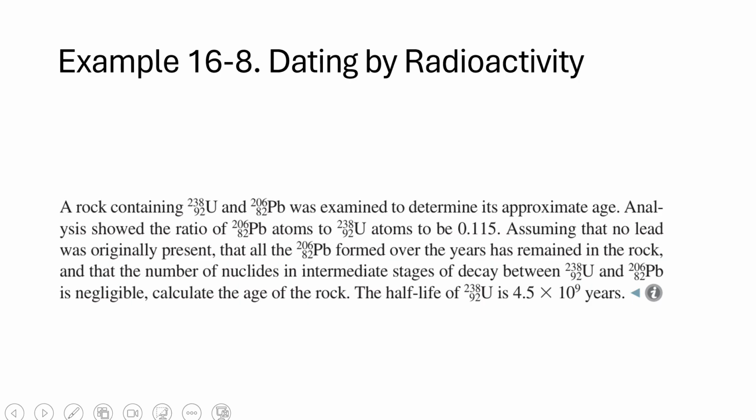Okay. So a rock containing uranium-238 and lead-206 was examined to determine its approximate age. Analysis showed the ratio of lead to uranium atoms to be 0.115. Assuming that no lead was originally present, that all the lead-206 formed over the years has remained in the rock, and that the number of nuclides in the intermediate stages of decay between uranium and lead-206 is negligible, calculate the age of the rock. The half-life of uranium-238 is 4.5 times 10 raised to 9 years.